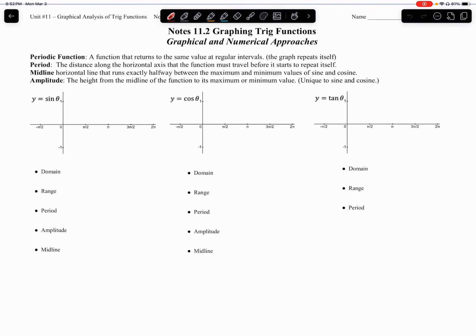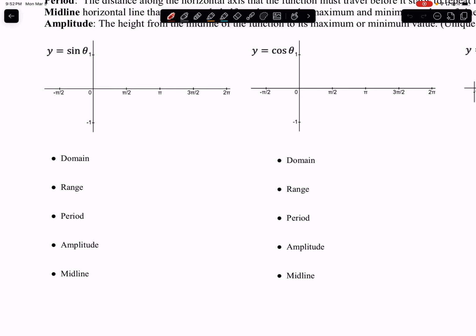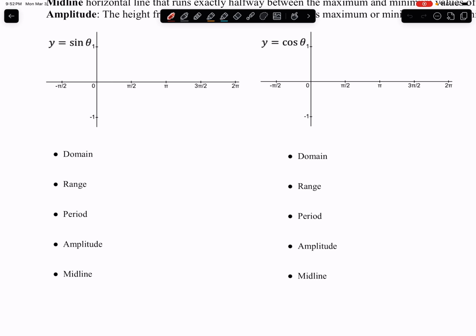We're looking at 11.2, graphing trig functions. And let's focus first on the sine graph, then we'll get into all this terminology. So how do we graph y equals sine of theta?